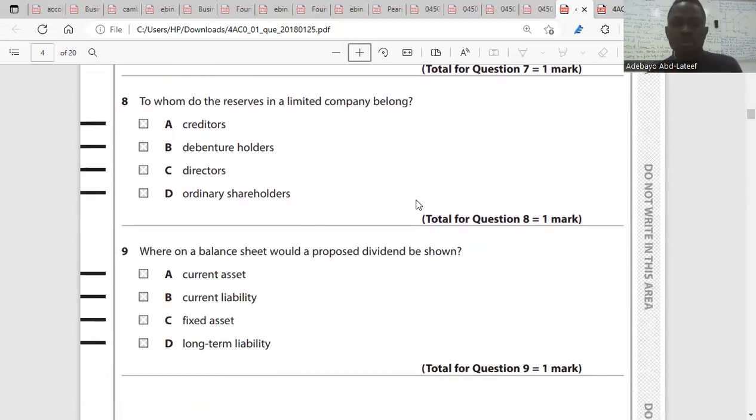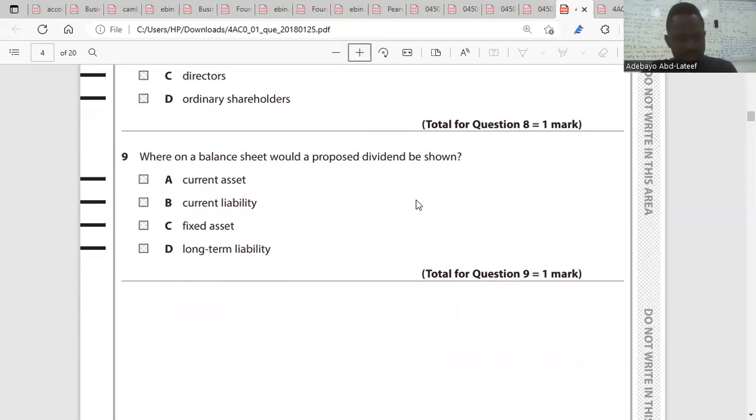He said, to whom do the reserves in a limited company belong? When you have reserve in a limited company, it belongs to the owners of the business, the investors, which are the ordinary shareholders. Are you with me? We have the ordinary shareholders, D, question 8, because they are the owners of the business.